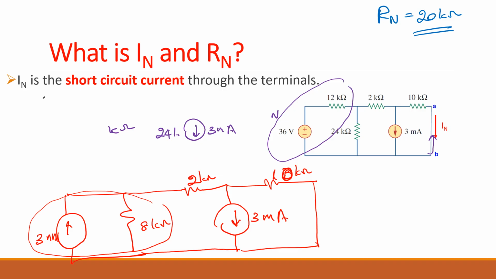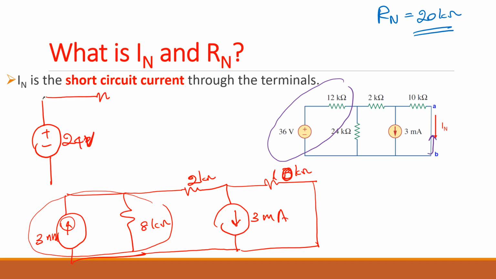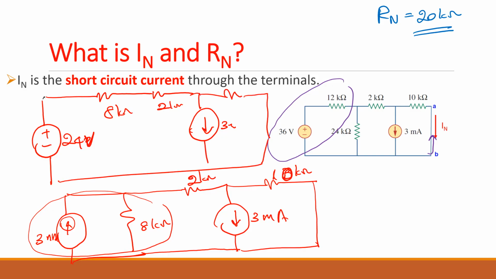So what is the voltage? 24. Why 24? 3 times 8 is 24. Positive upward. Am I right? The current is in the upward direction, so the positive side is up. So this is 3 times 8, 24 volts, and we have a series resistance, which is 8 kilo ohms. And we have a 2 kilo ohms as well. And then we have a current going down, 3 milliamps, and a resistor like this. Are we good? Any question?